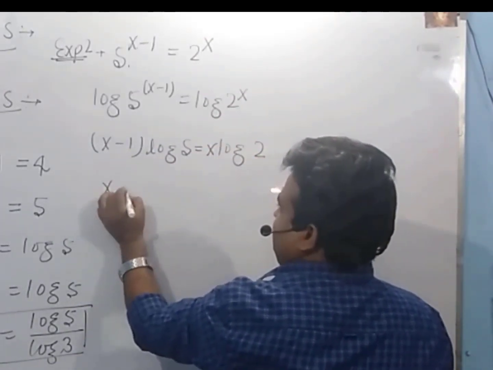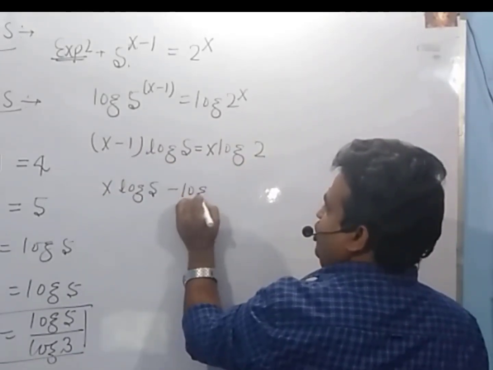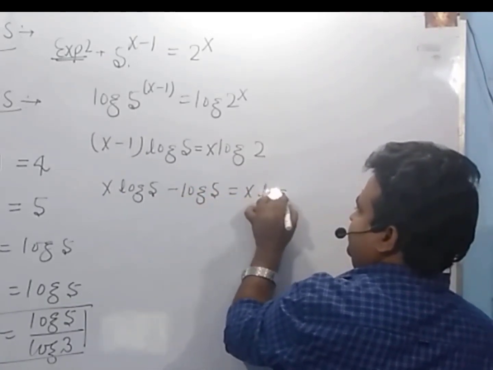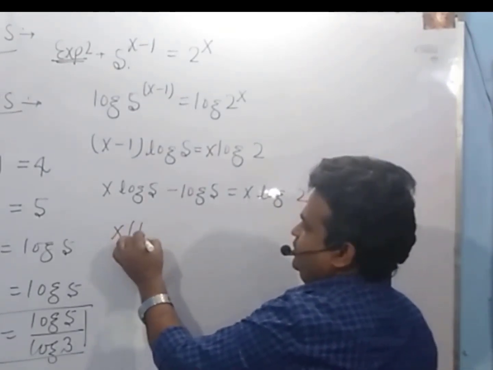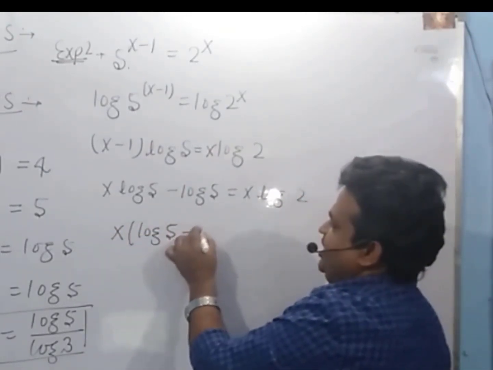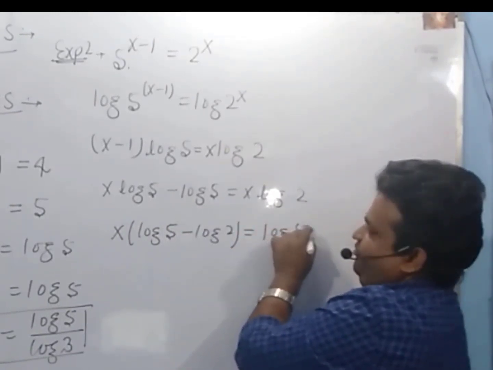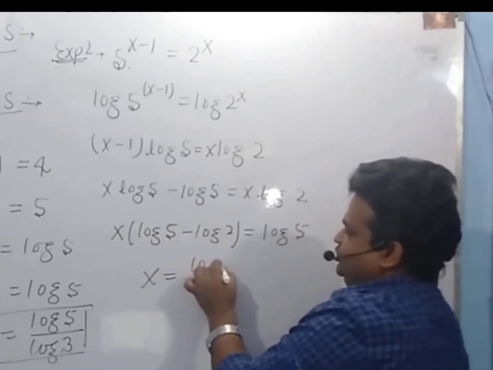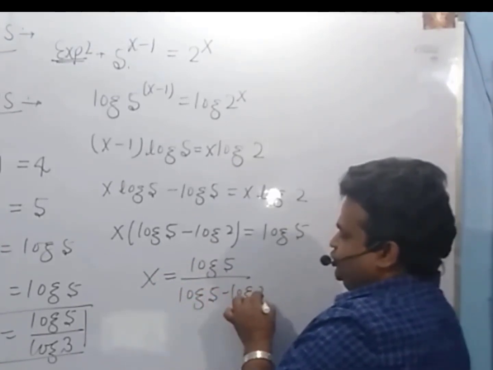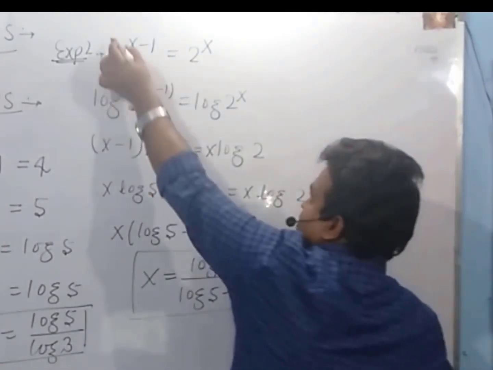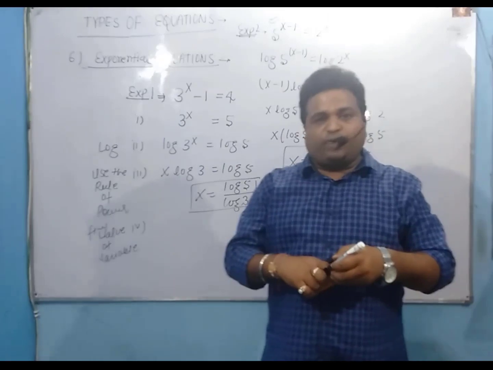Now multiply: x log 5 minus log 5 into 1. So this is x log 5 minus log 5 is equal to x log 2. Now take the x variable to one side. So I can write x log 5 minus x log 2 is equal to, on the right hand side, it comes positive, log 5. So what is the value of x in this case? x in this case is log 5 divided by log 5 minus log 2. So this is how you solve when the terms are in exponential equation form.